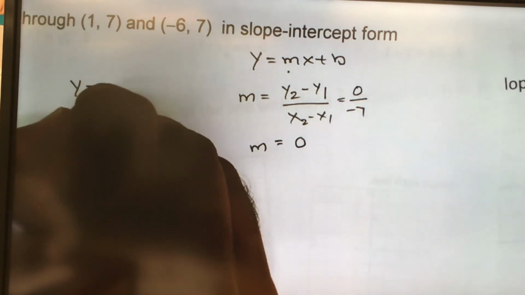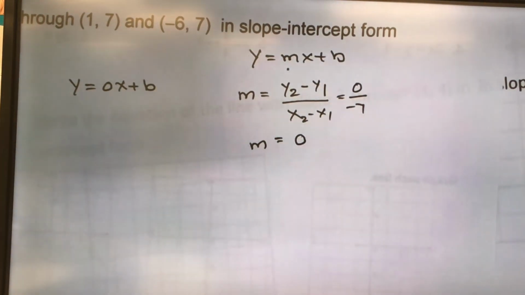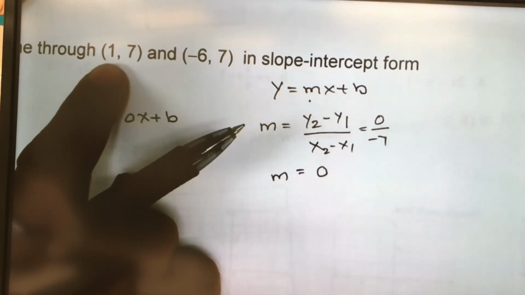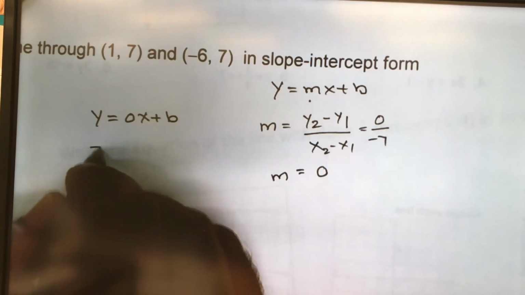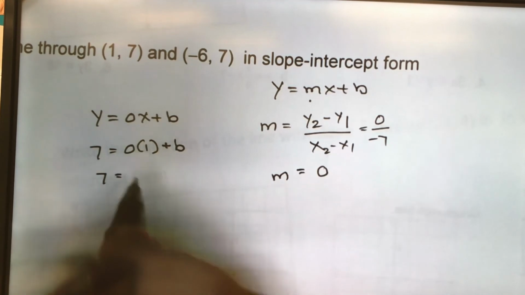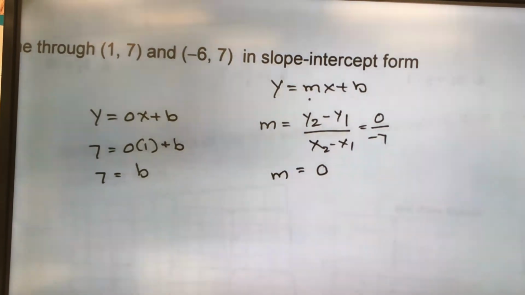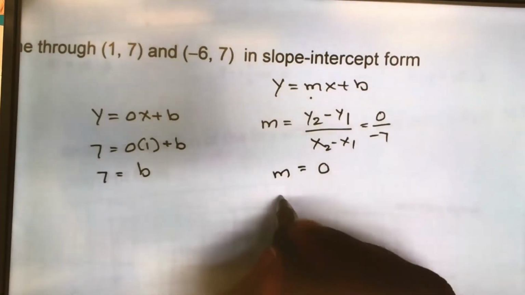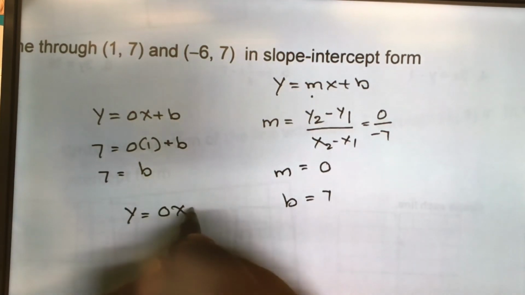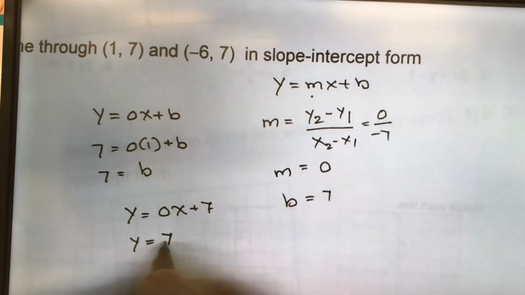Y is equal to 0x plus b. So I need to figure out the y-intercept. Plug in one of the points here. I'm going to plug in 1 for x and 7 for y. 7 is equal to 0 times 1 plus b. That means 0 times 1 is 0, so that has gone. I get b is equal to 7. So my answer is y is equal to 0x plus 7. But 0x is 0, so you get the answer y is equal to 7.